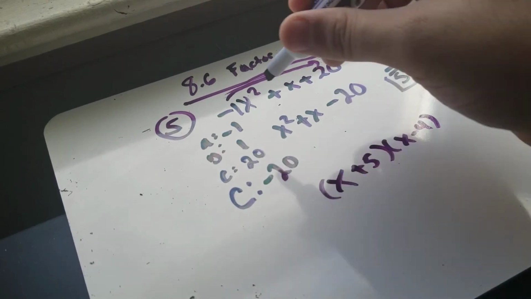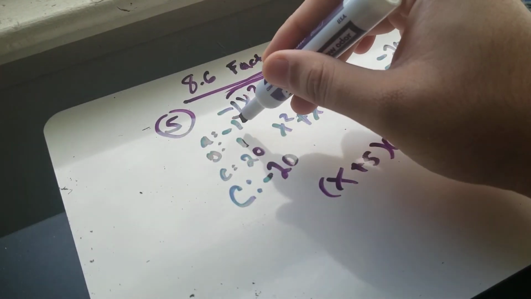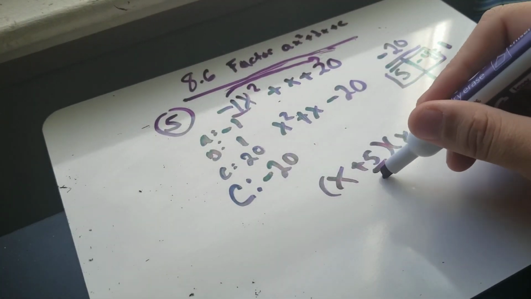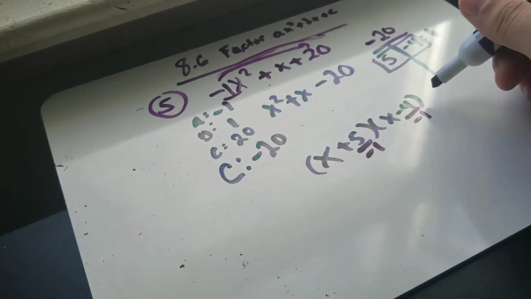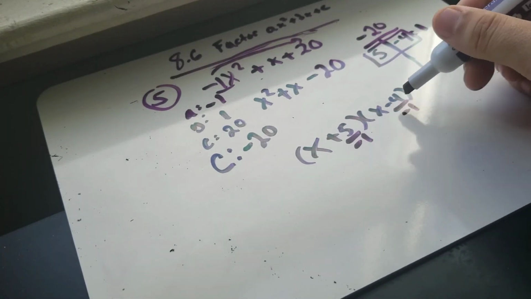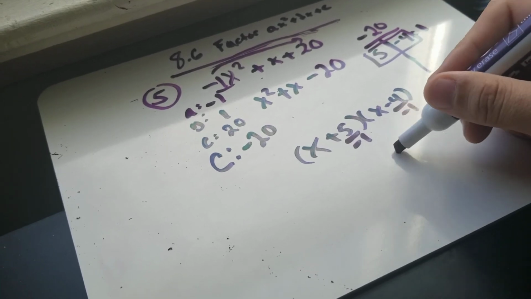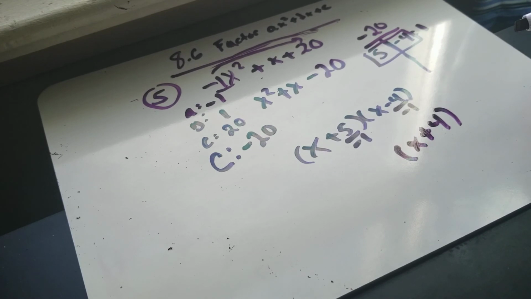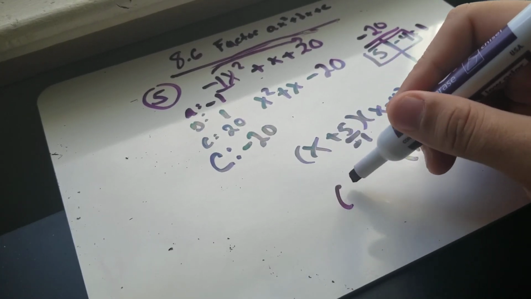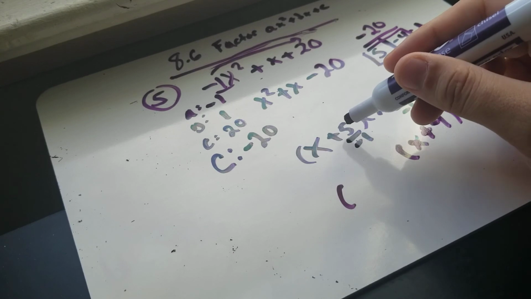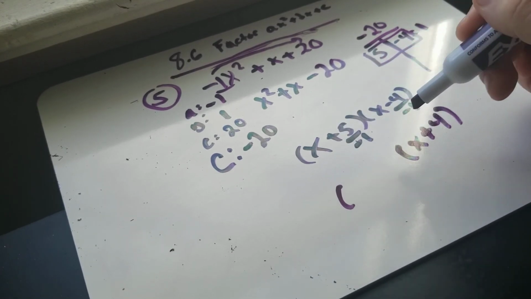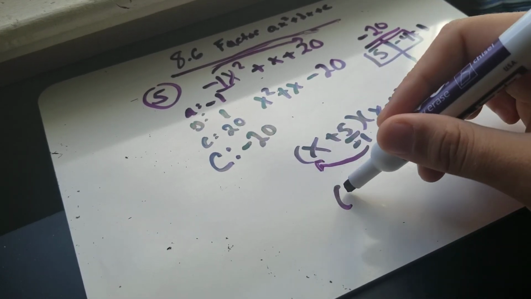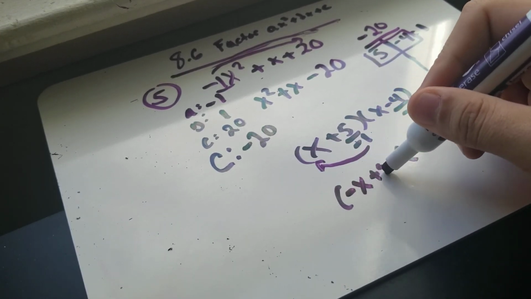Don't forget, I had an a. Even though the a in this case was negative 1, that still counts as an a. So I have to divide by negative 1 and divide by negative 1. Since these are both negative, the negatives get canceled out. So it just becomes x plus 4. This, on the other hand, the negatives don't get canceled out. So it's x plus 5 divided by negative 1. So I have to move that negative 1 in front, and it becomes negative x plus 5.